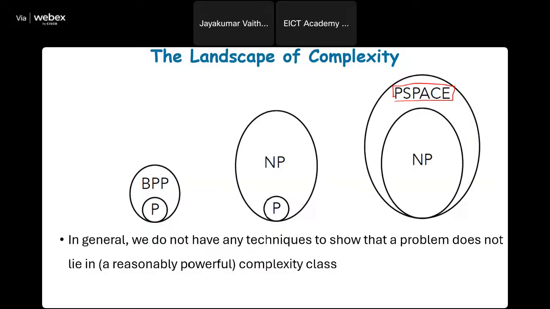In general, we do not have any technique to show that a problem does not lie in a complexity class. So it is much more debatable. This year they will classify in this way, next year they will classify in a very different way. So a new type of classification will come.